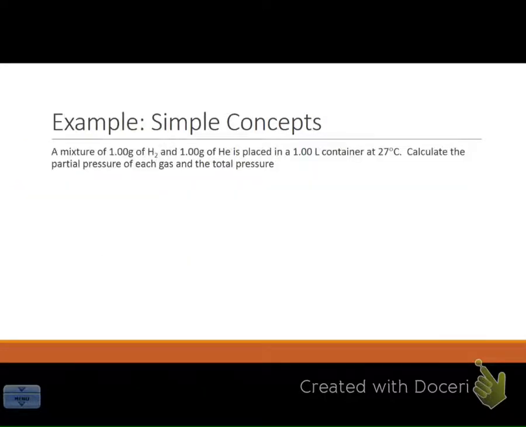Now let's run through just 4 simple examples of the different types of Dalton's Law problems you may see. It may not be an inclusive example list, but this will get you through most everything. So you see here we have a mixture of hydrogen and helium. It's a mass of each right now. And we have the containers.